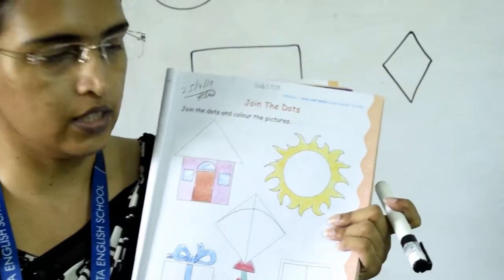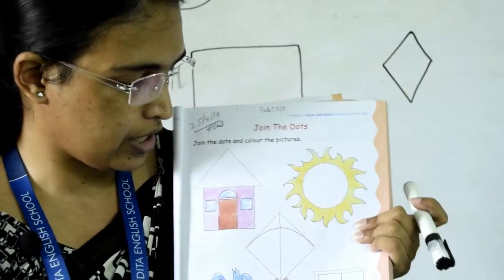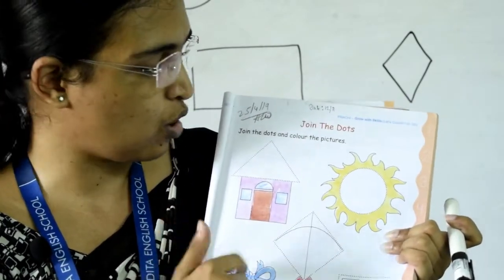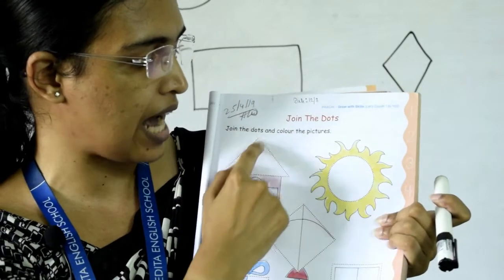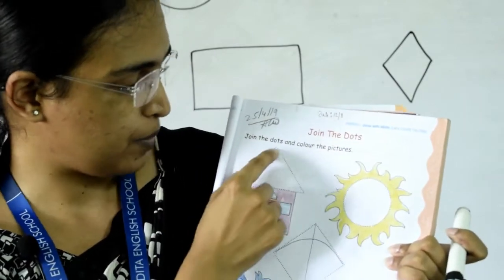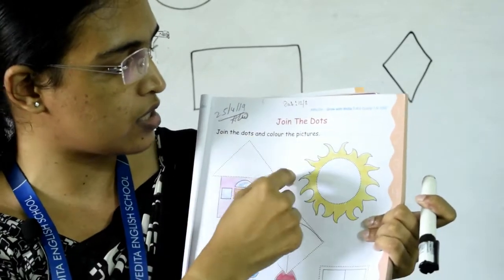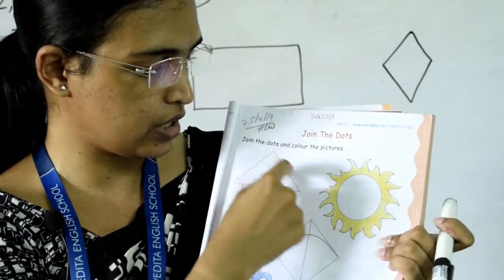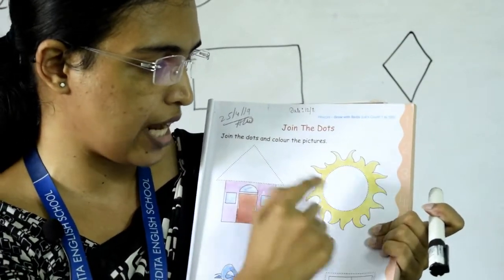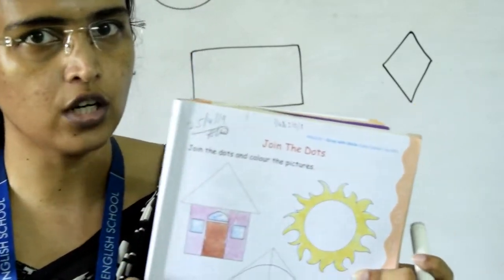That is page number 9. So here what you have to do, join the dots and color the picture. Here are some pictures, and these all are in dotted lines. So you have to first trace these lines, then color these pictures. Like this is a house, right? So the roof of a house is made with a dotted line. So you have to trace these lines, then use crayons to color the roof of the house. Then color this sun with yellow. First trace this line, then color this sun. In this way do this page. So this page is also your homework.